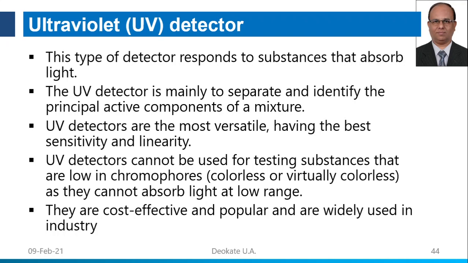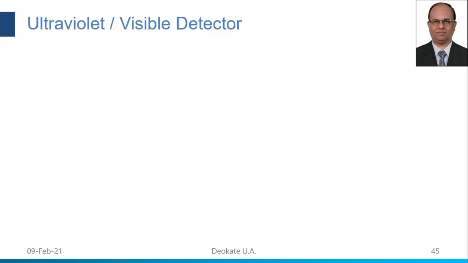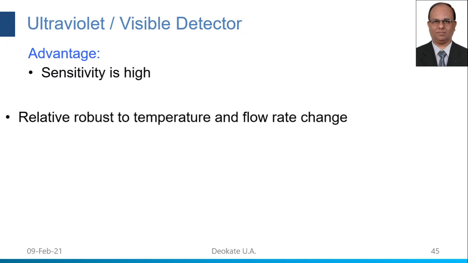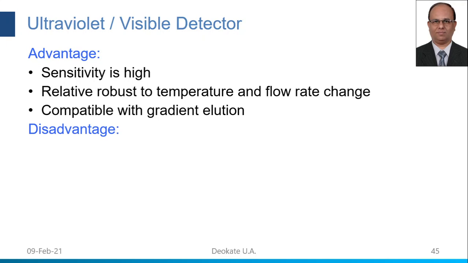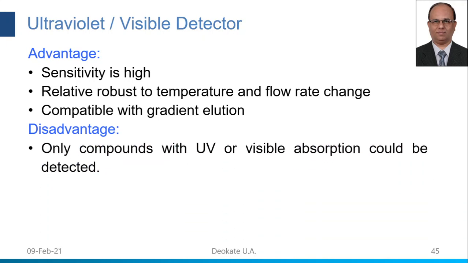They are cost effective and popular and are widely used in industry. So these are the advantages of your UV visible detector. They have high sensitivity, are relatively robust to temperature and flow rate range, and compatible with gradient elution. But they also have certain disadvantages: only compounds with UV visible absorption can be detected by using an ultraviolet visible detector.